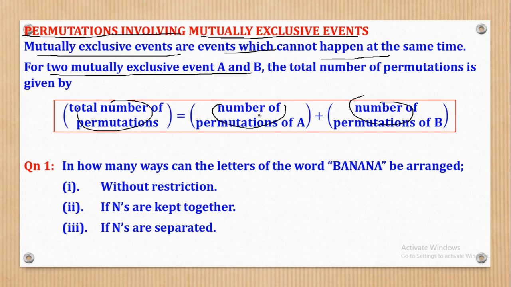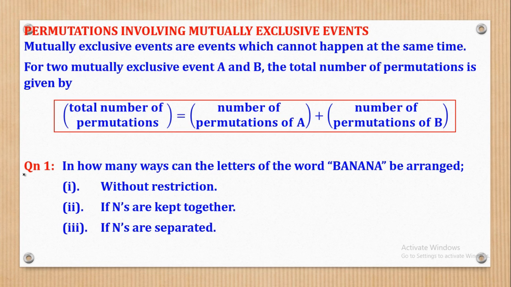Therefore, for example, the number of arrangements when people are seated next to each other plus the number of permutations when they are not seated next to each other, those two are mutually exclusive because they cannot happen at the same time. You cannot be seated next to each other and at the same time seated far away from each other. Therefore, that is what we call mutually exclusive events. So with that, let's go through some of the questions.